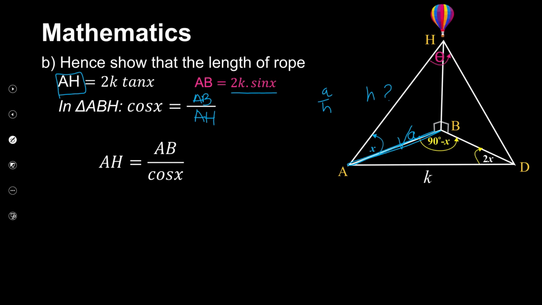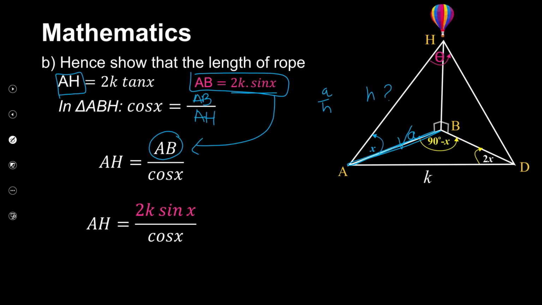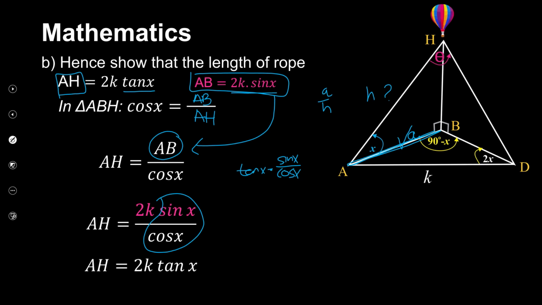So AH is equal to AB over cos of x. But now I can substitute this for AB there. So let's do that quickly. Okay, so 2k sine x goes in my numerator. And what did they want us to prove? They want us to prove AH is equal to 2k times tan of x. And I know that this gives me what? Sine x over tan x. We know that tan of x is equal to sine of x over cos of x. So, in other words, we've proved exactly what they want, because now we've got that 2k tan x is equal to AH.